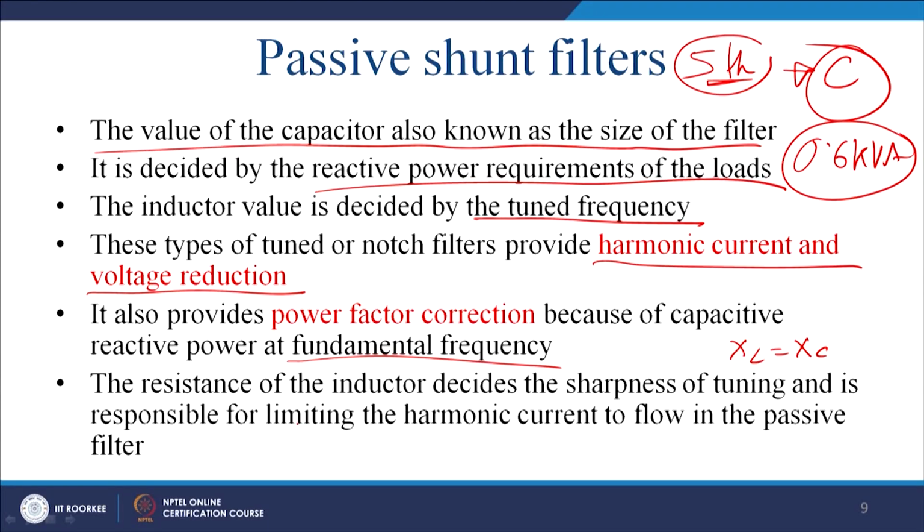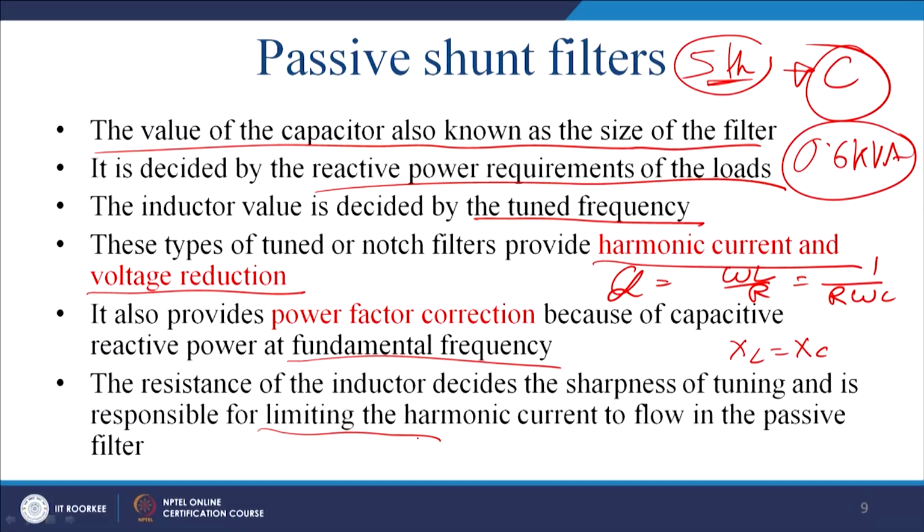The Q factor is called the sharpness of resonance. Q is omega L by R, or 1 by R omega C, whatever it may be, because at resonance omega L equals 1 by omega C. The resistance of the inductor, generally you connect a small resistance with it. The parasitic resistance that comes with the copper wire is not enough.